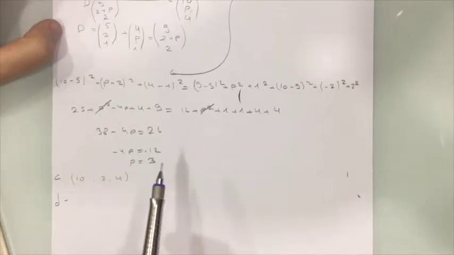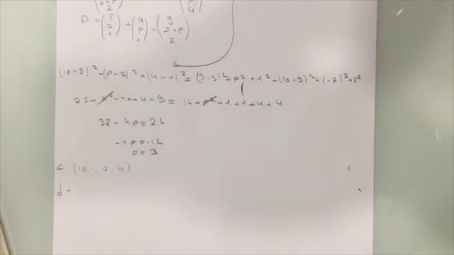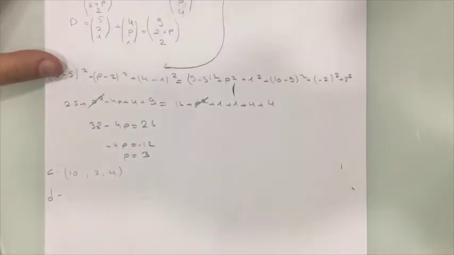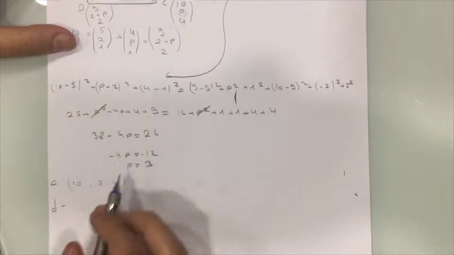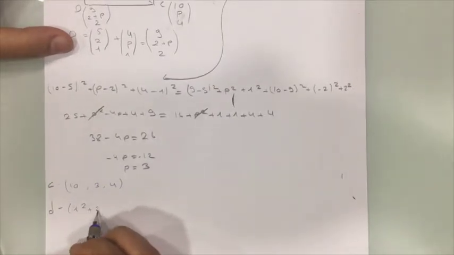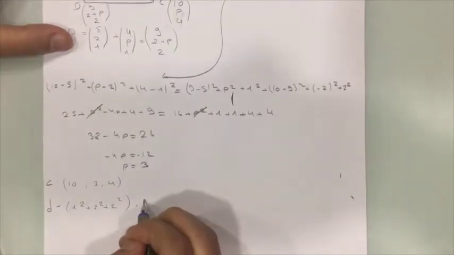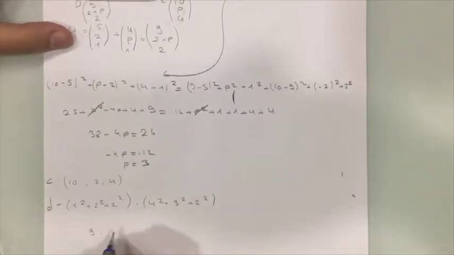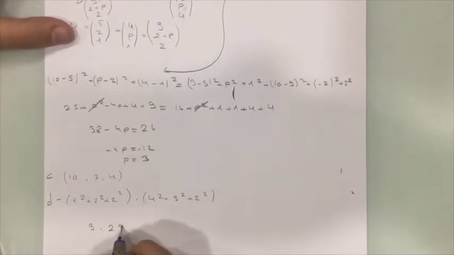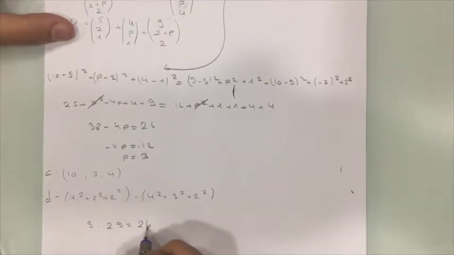For part D, we should find the area of the rectangle ABCD. We already know the magnitudes of the sides AD and DC, so we can just multiply them. The square root of (1 squared plus 2 squared plus 2 squared) multiplied by the square root of (4 squared plus 3 squared plus 2 squared). 9 plus 9 times 29 is equal to 261, which gives the area.